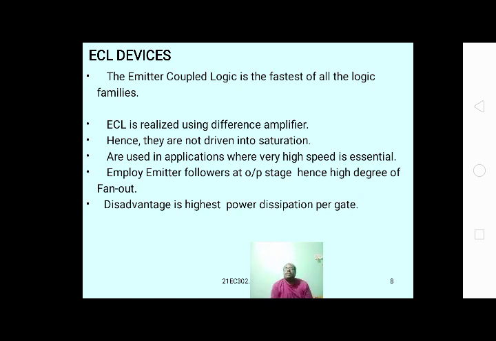Once again, repeating: the emitter coupled logic is the fastest of all the logic families. ECL is realized using a difference amplifier, hence they are not driven into saturation. They are used in applications where very high speed is essential. It employs emitter followers at the output stage, hence a high degree of fan out. Fan out means the number of equivalent gate inputs that a logic gate can drive. Disadvantage is the highest power dissipation per gate.